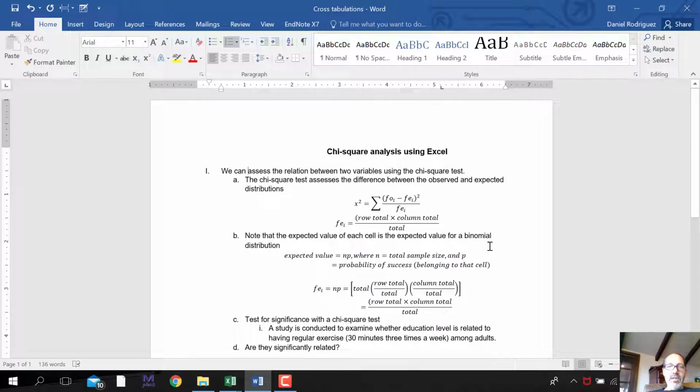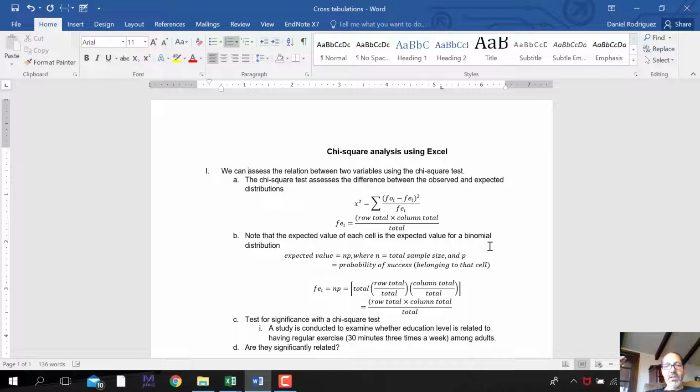All right, so the chi-square is an analysis that compares the observed distribution to a distribution expected by chance alone. And when I'm talking about a distribution, I'm talking about a cross-tabulation table where I have two variables. Each variable is discrete, categorical in nature. Generally, we deal with 2x2 tables where each variable has two levels.